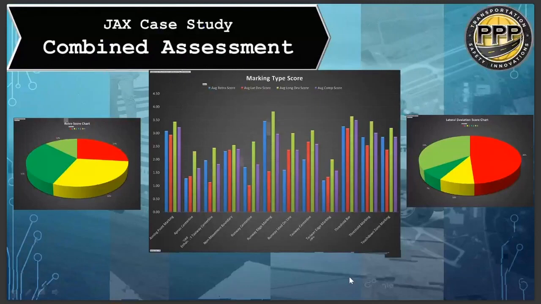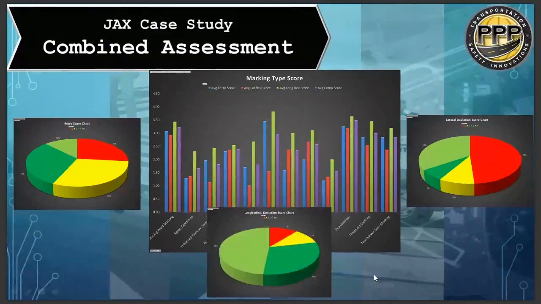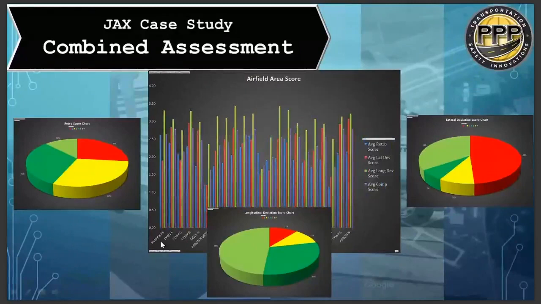As we said, there's a lot of problems that we could go over and what causes that and how we can fix that. Longitudinal deviation. This actually breaks out all the runways. This is exact areas, that's taxiway C, and gives you the same ratings and so forth. And then the compiled score.